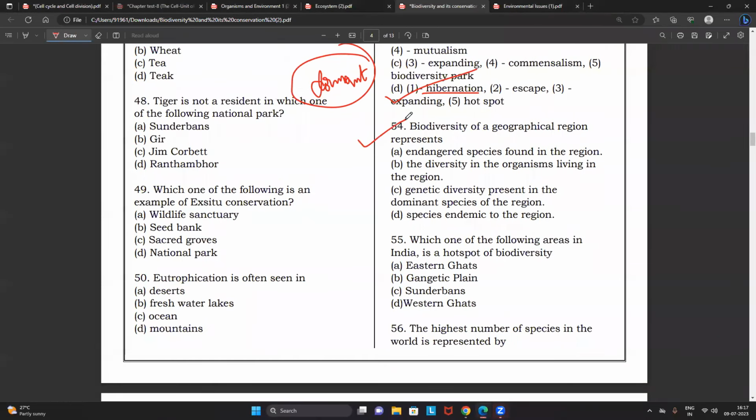Question number 54. Biodiversity, see, they are asking only about one region, that's all, of a geographical region represents.